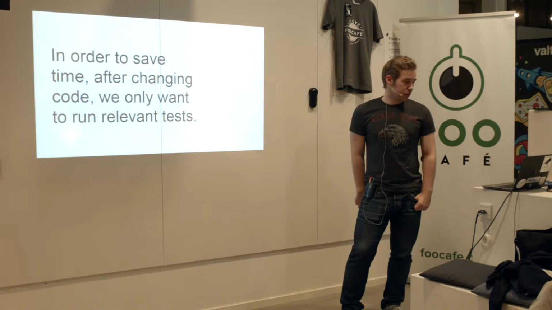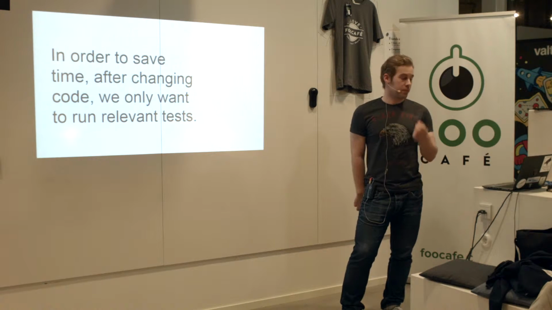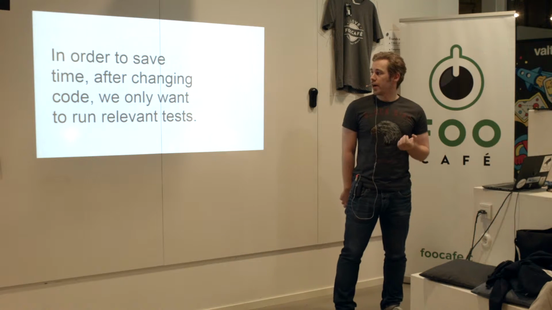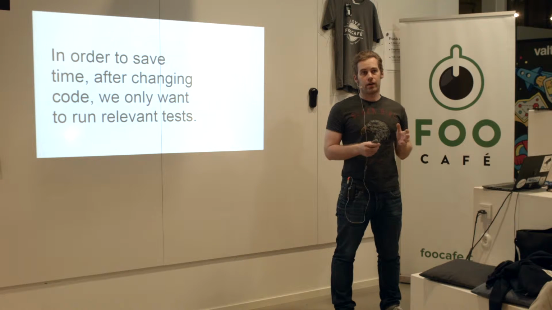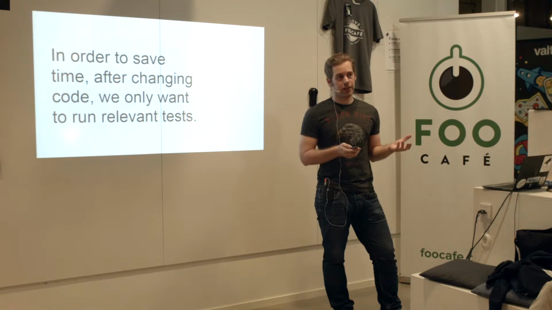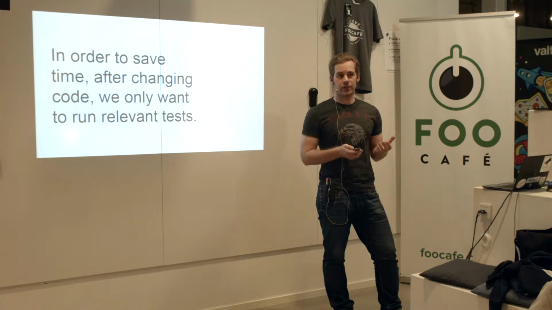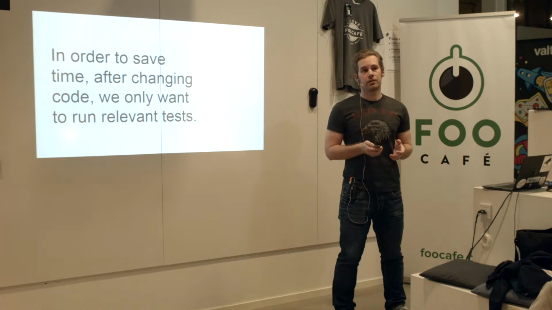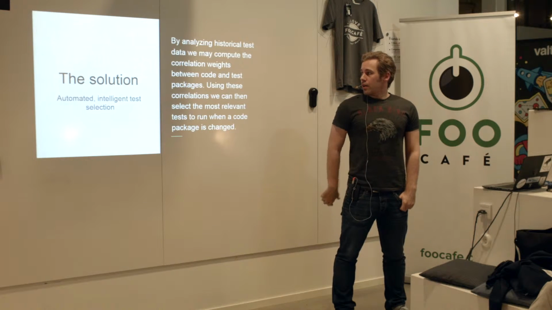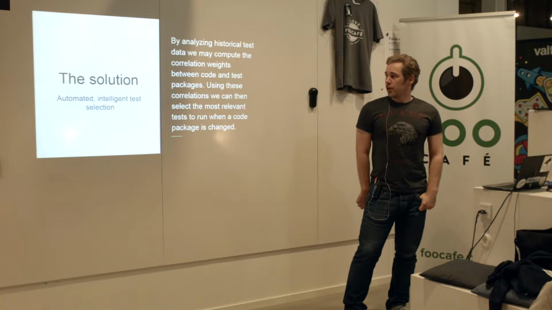So my mission statement for the thesis is to save time. And I thought you could save time by, after you submit a code change, looking at the code that was changed and using the previous regression test history to recommend a subset of tests. So the solution is automated intelligent test selection.